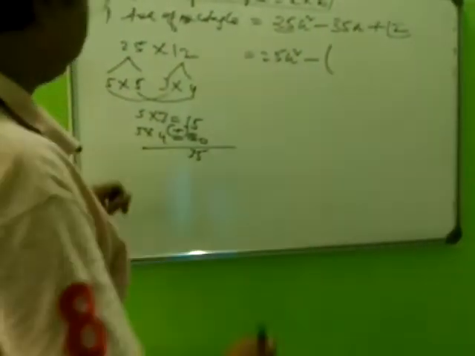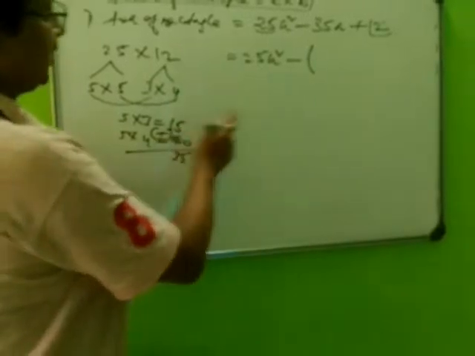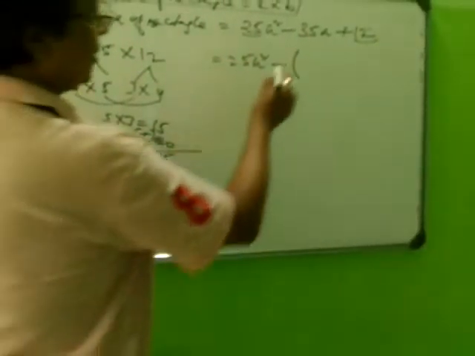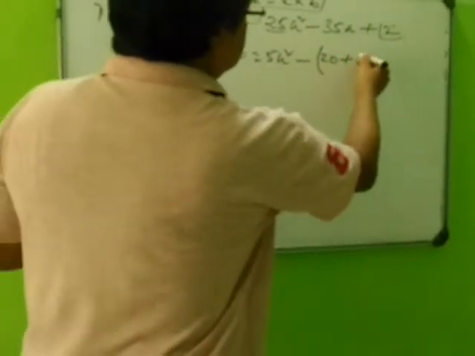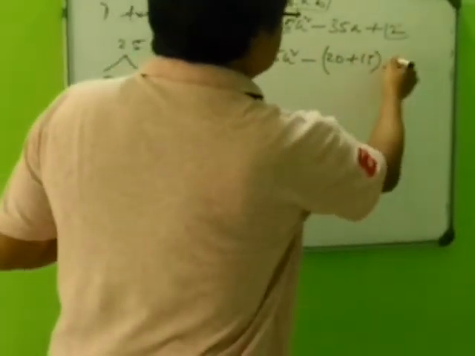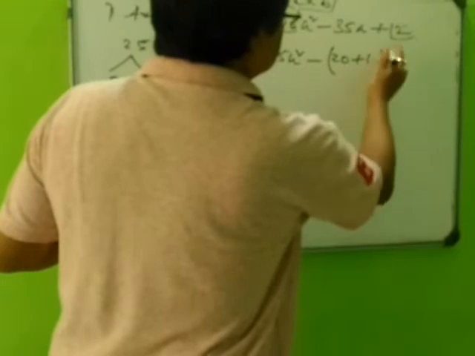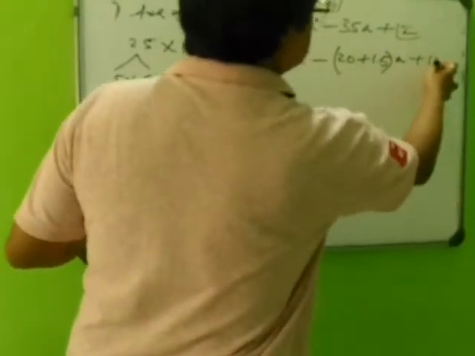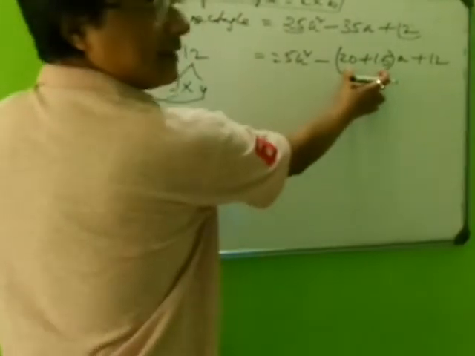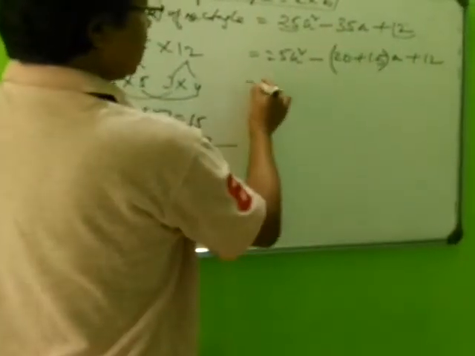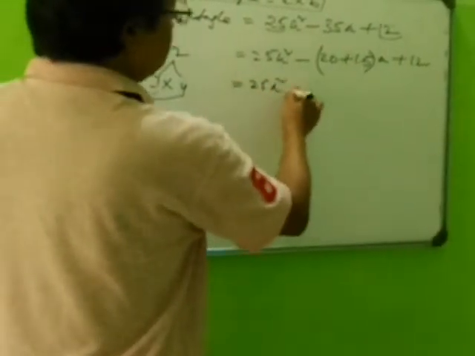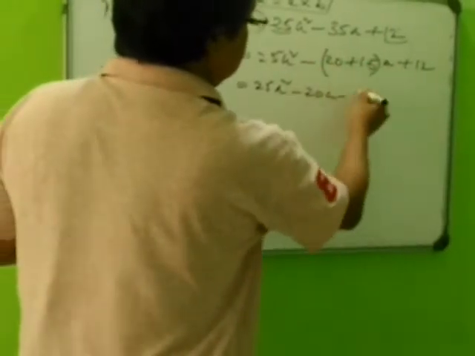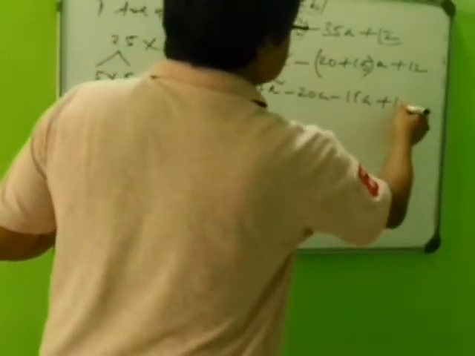the middle term. So here 20 plus 15 you get 35. So the expression is 25a square plus 35a plus 12, which equals 25a square minus 20a minus 15a plus 12.